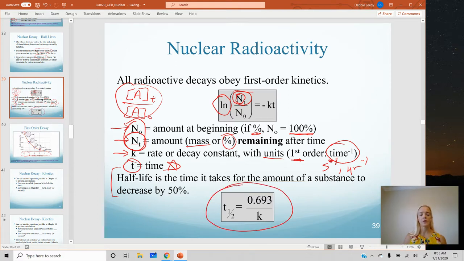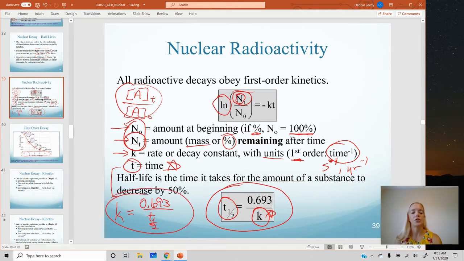And again, remember that we're often given or we can find the half-life of an isotope. And so what's most common is to use this equation to solve for K. So remember, modifying this equation becomes 0.693 divided by our half-life. And so this is actually the more common version of that equation that we'll use.